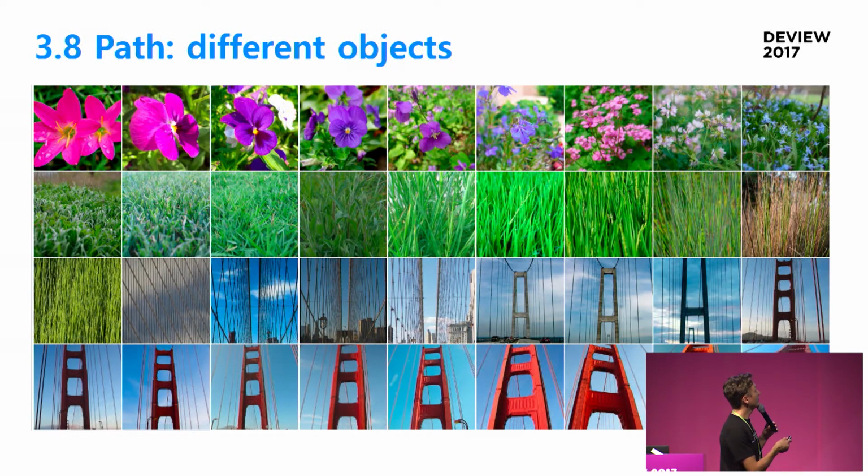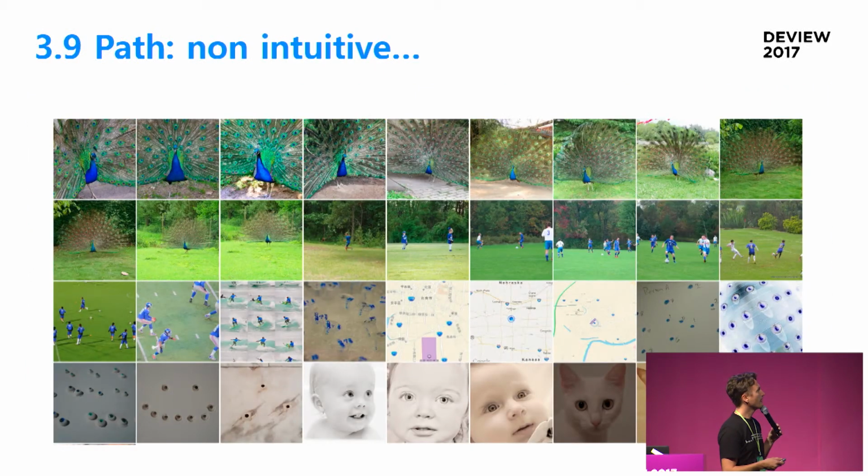And then, of course, you can try to find the path between different objects, like going from flowers to Golden Gate. You have to go through some somewhat abstract structures, and sometimes you even take some very non-trivial and non-intuitive paths. Like if you want to go from a peacock to a cat, then you go through football players, maps, these eye structures and babies, which is not the most intuitive.